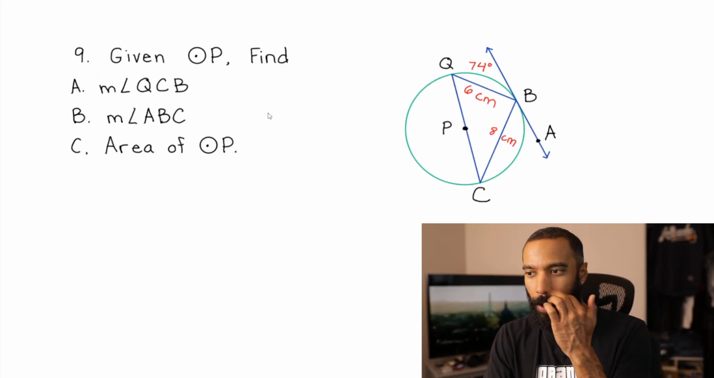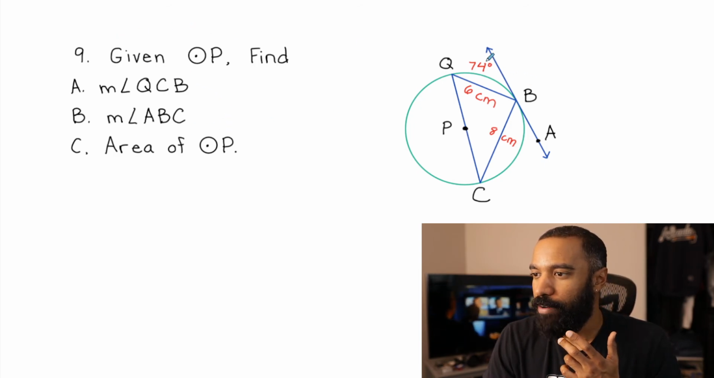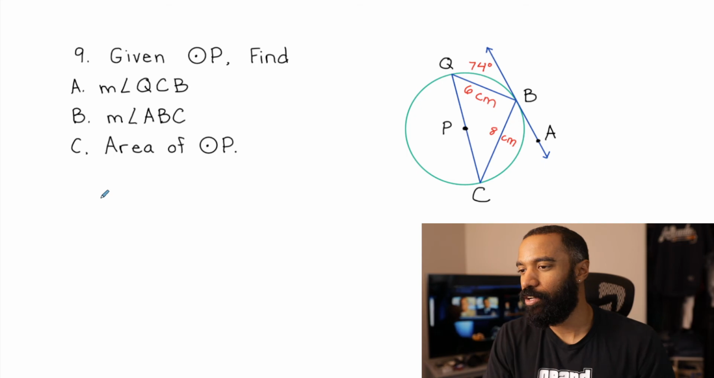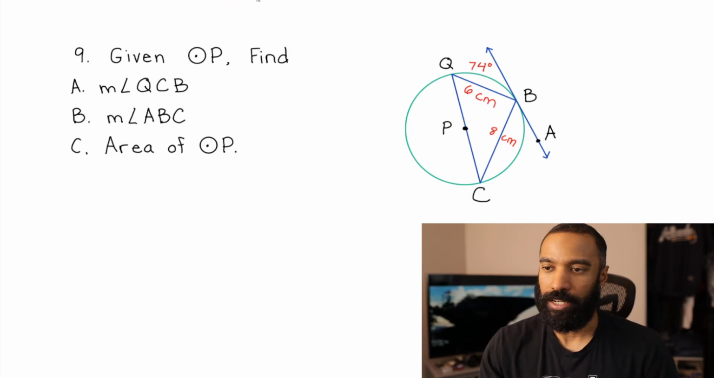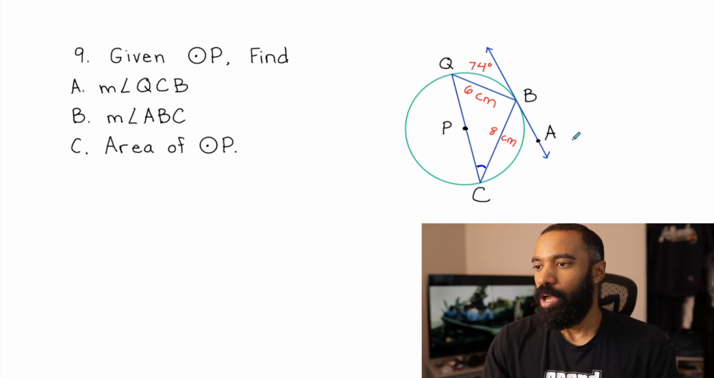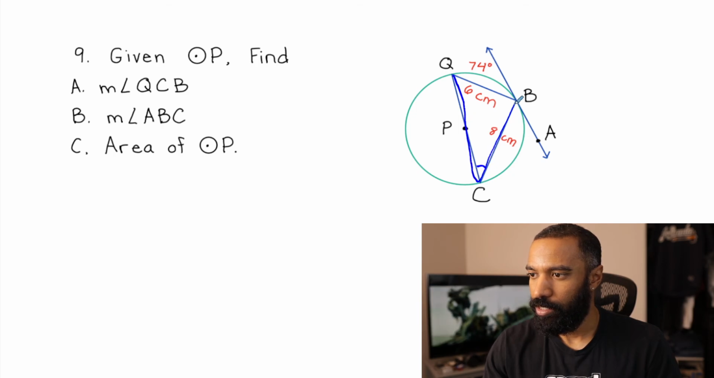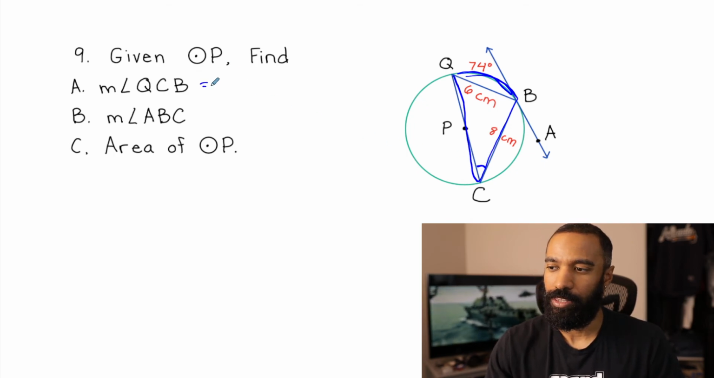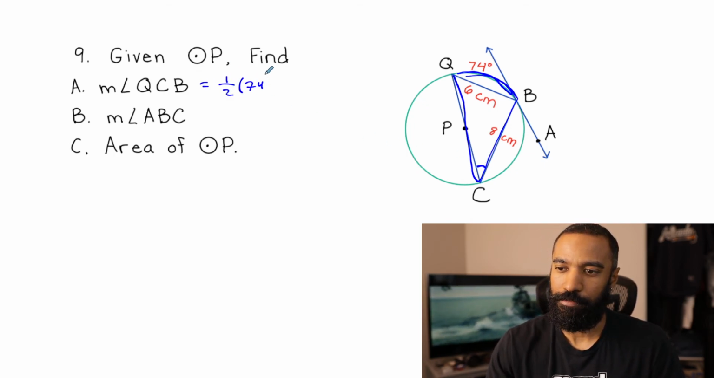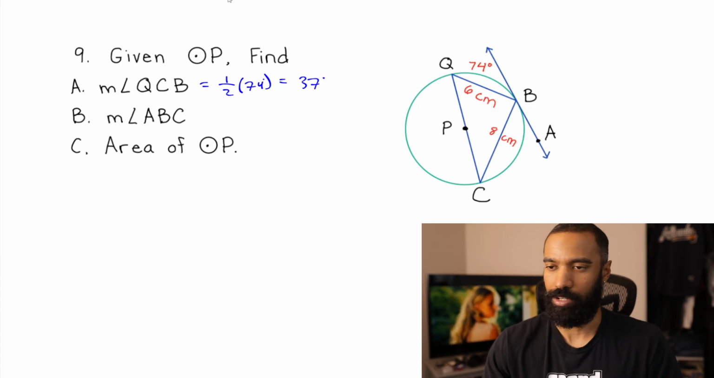All right. Last question here. Oh, we do get some other stuff here. Find the measure of angle QCB. Where is that? Okay, that's right here. We need to find this angle. We have the intercepted arc up here of 74 degrees for its inscribed angle. This is half of 74, which is 37 degrees. So the measure of angle QCB is 37 degrees.